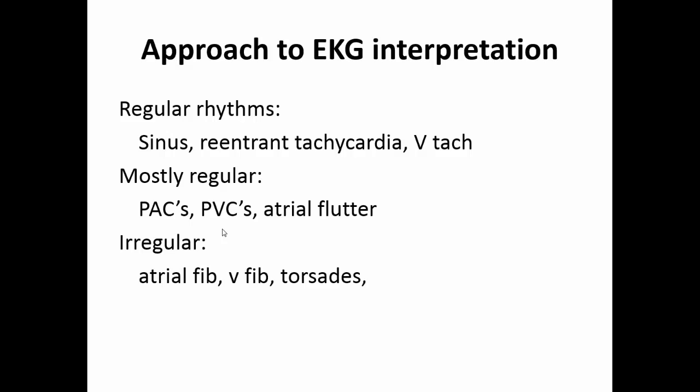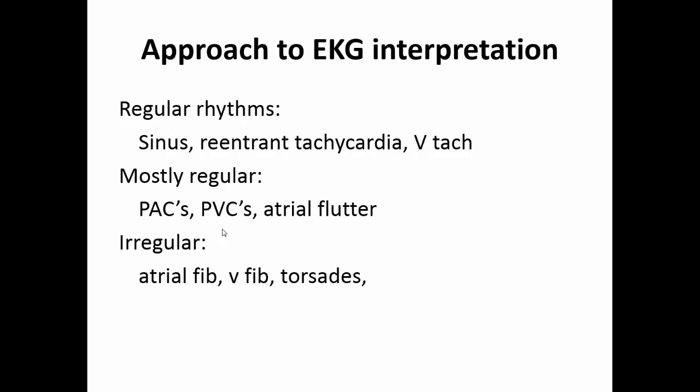Atrial flutter can be regular if the block between the atrium and the ventricles is regular. So if you're in atrial flutter, your atrial rate's 300, and you have a 3-to-1 conduction, then your ventricular rate's 100. It's pretty regular.